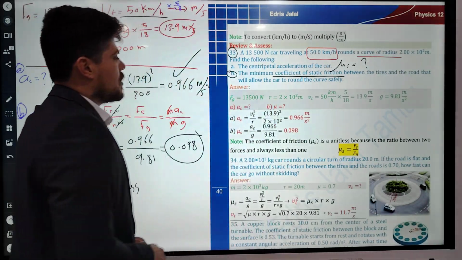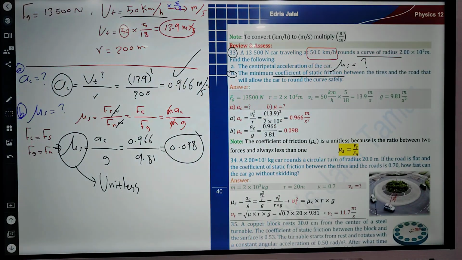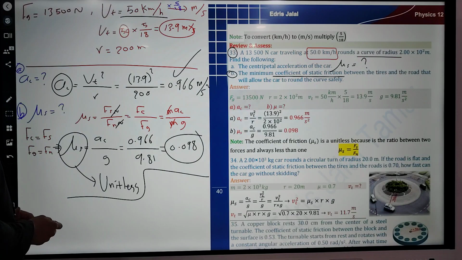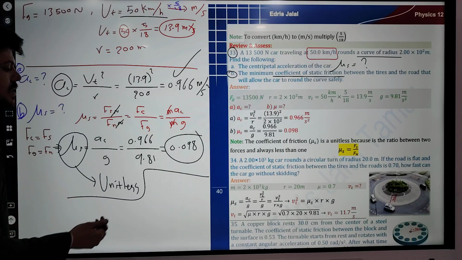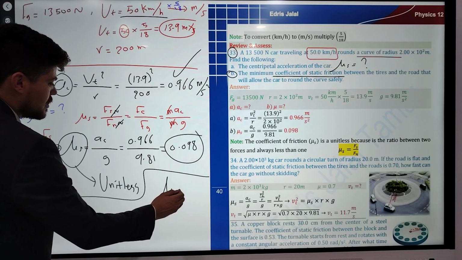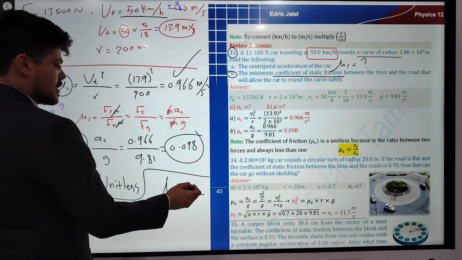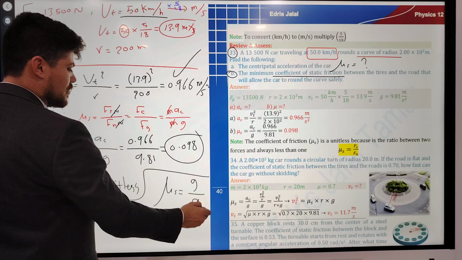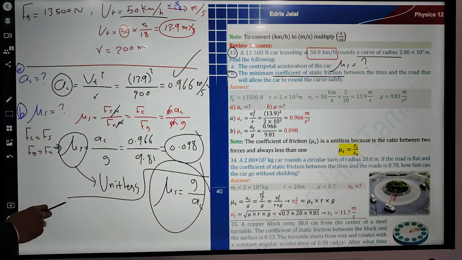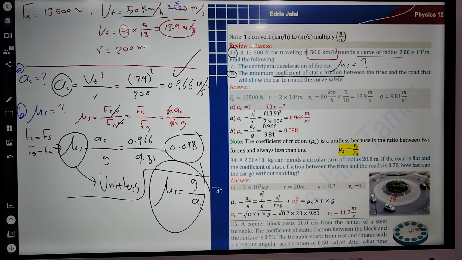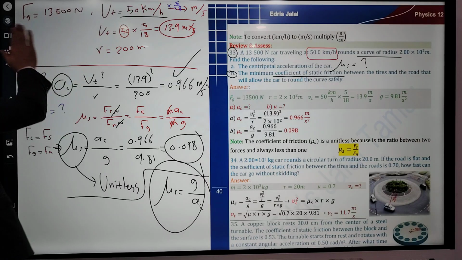So this is how you can determine the coefficient of static friction when a car is moving. But in the case when the question is about a rotated cylinder, mu s is equal to the opposite of that for a car moving in a circular path, which is Fg over ac. This is question 33. If you want, you can screenshot this solution.